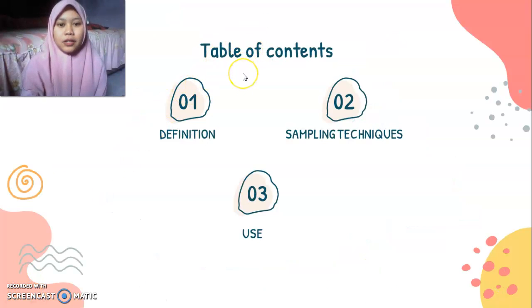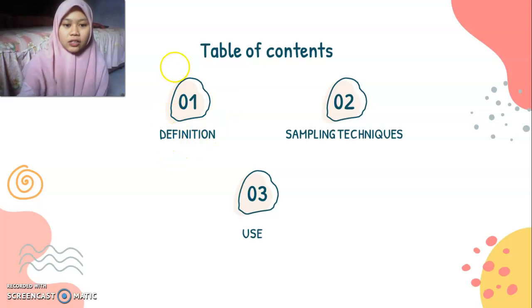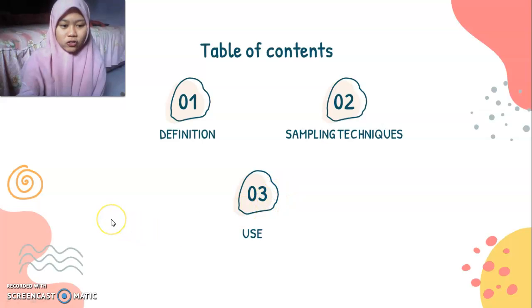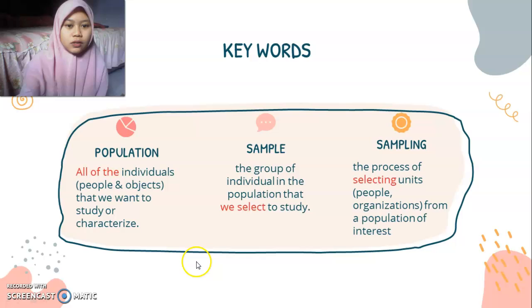This is the table of contents that I would like to talk about. First is the definition of sampling, second is sampling techniques, and third is how sampling techniques are used in the research. Next. Before we continue to the definition of sampling, I'd like to show you three keywords that show up in sampling.